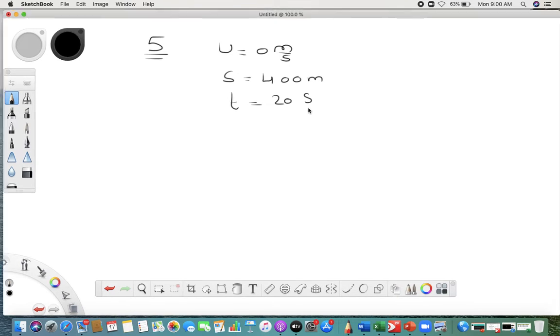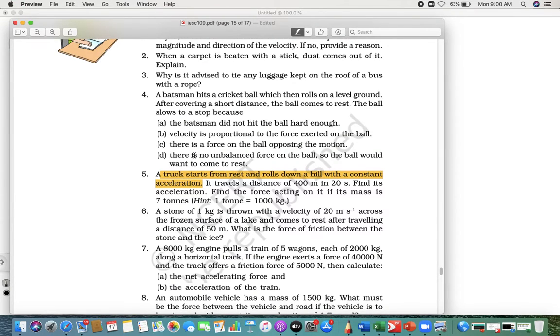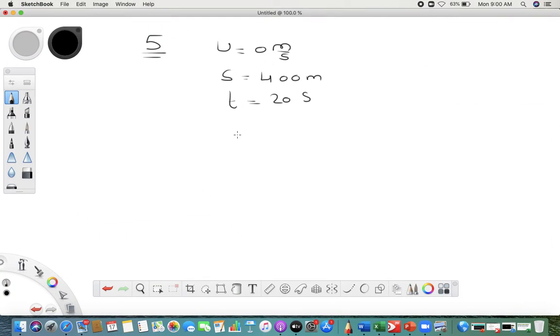The first thing they are asking you is to find acceleration and force. If the mass is given as 7 tons, so even the mass is given. Now you know 1 ton is 1000 kg. So 7 into 1000, it is 7000 kg.